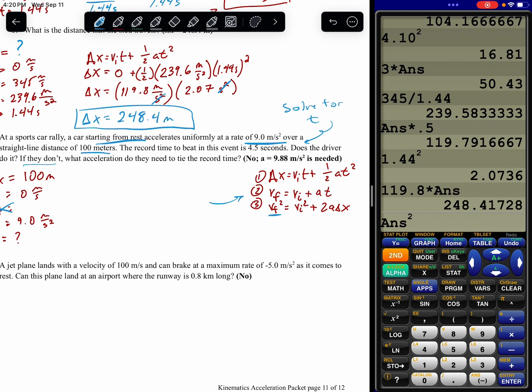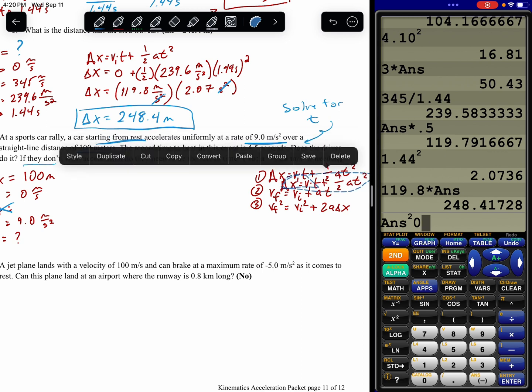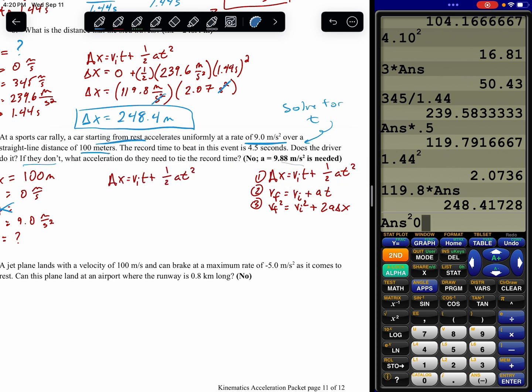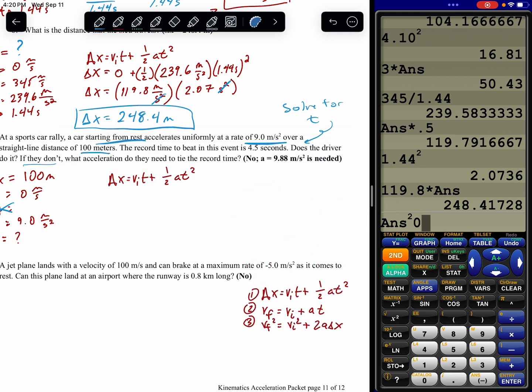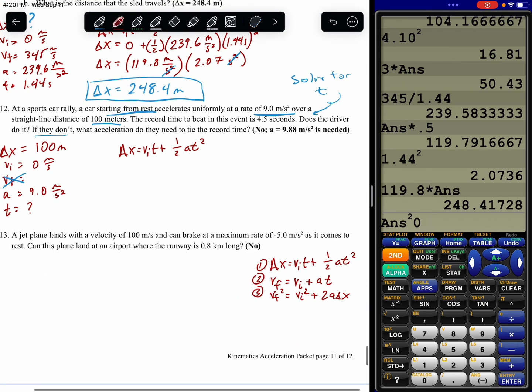I see v final here, I see v final here. I think that first equation is going to be our friend. Let's go ahead and copy that down, and let's move these guys out of the way. We might need them again for this problem, just in case we don't get the record, which I guess, spoiler alert, we don't. All right, let's solve this problem.